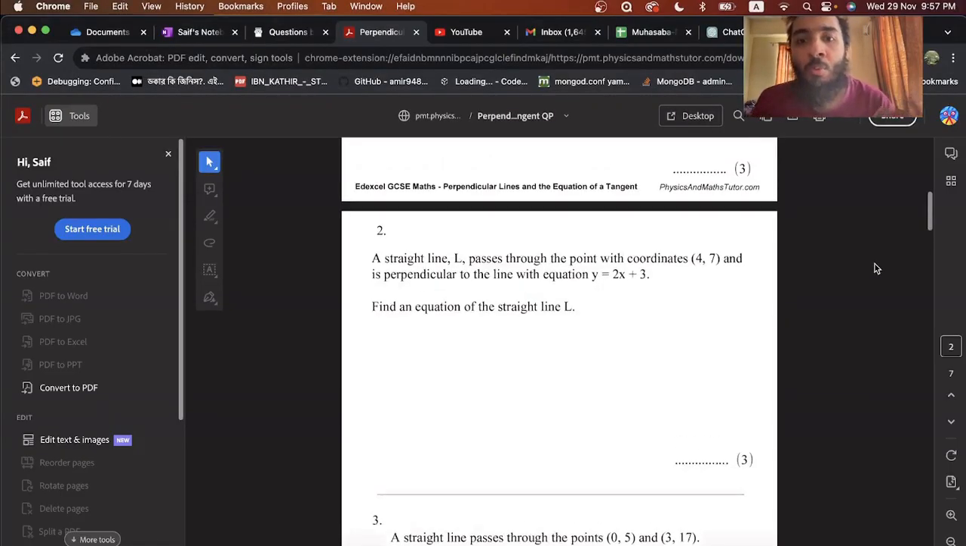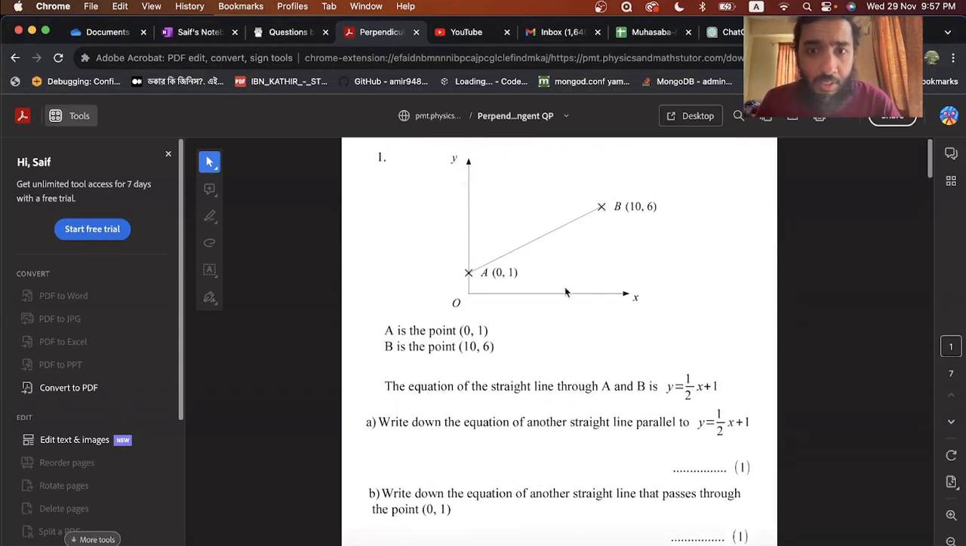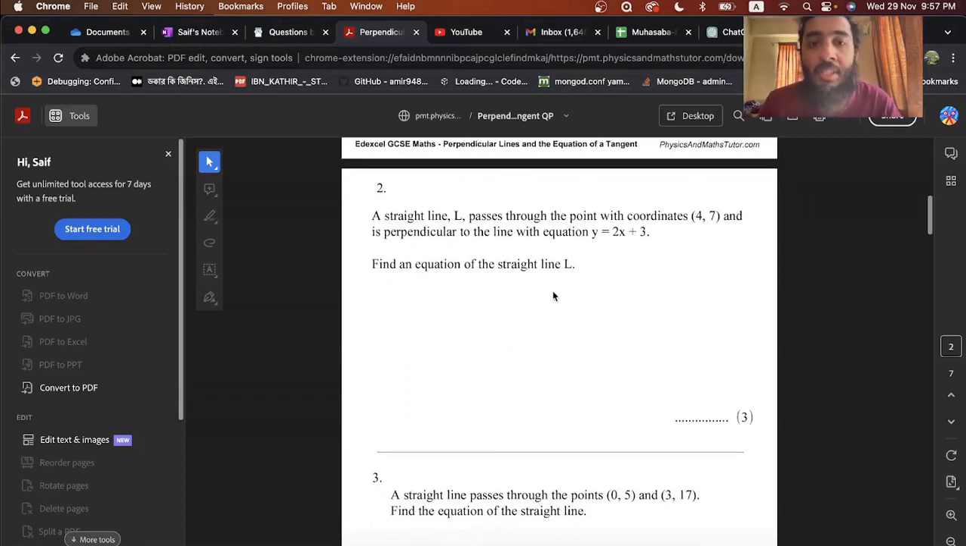So I'm going to continue from where I left off last time. Last time I solved number 1. I'll now focus on number 2 and number 3 in this video. Number 2 is on the topic of straight lines in geometry, straight lines and coordinates. It says a straight line L passes through the point with coordinates (4, 7) and is perpendicular to the line with equation y equals 2x plus 3. You have to find the equation of the straight line L.